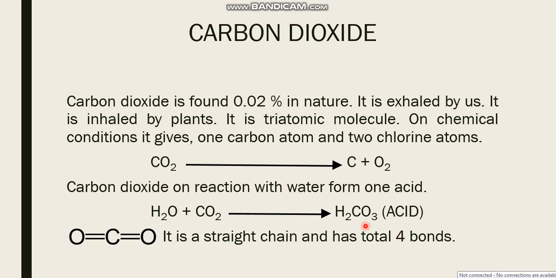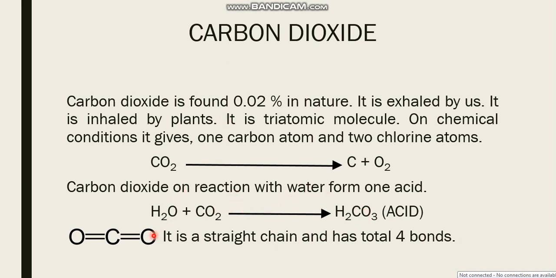Let's count the atoms. There is one rule in chemistry that the atoms afterwards and before are always equal. In this case, let's see. Here are two hydrogen atoms, and here are also two hydrogen atoms. Here is one carbon atom, and here is also one carbon atom. Here are three oxygen atoms, and here 2 plus 1, 3 oxygen atoms. That's why we say that this reaction is correct, because the atoms are equal.